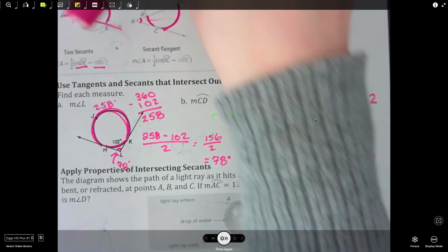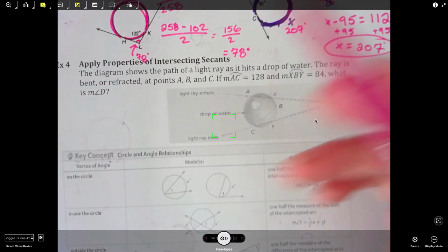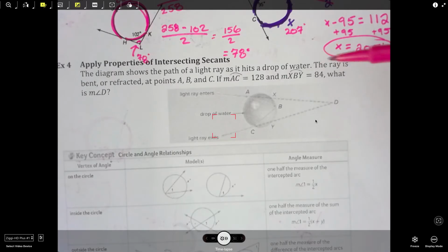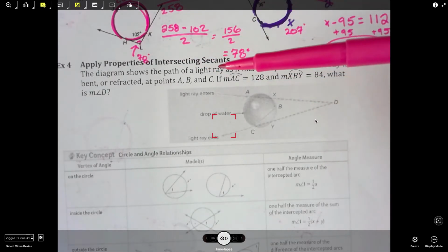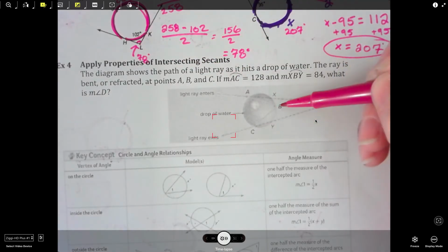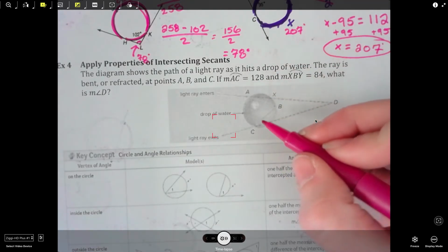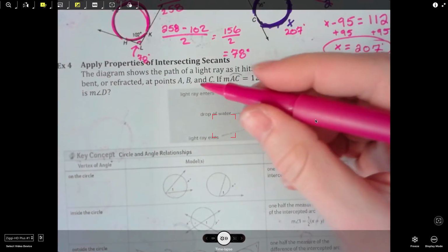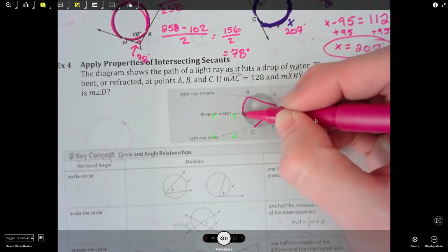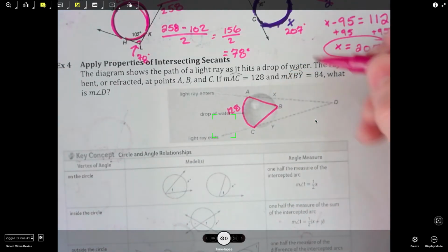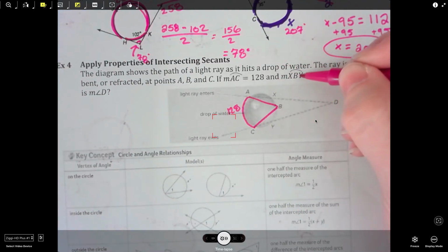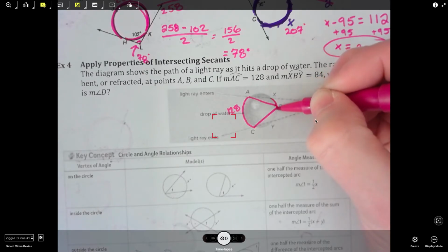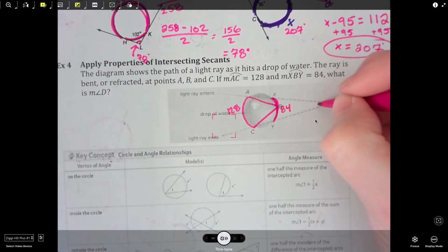All right. So this last question is a story problem. The diagram shows the path of light rays as it hits a drop of water. The ray is bent or refracted at points A, B, and C. It says if the measure of arc AC is 128, and the measure of arc XBY, this arc right here, is 84, what is the measure of angle D?